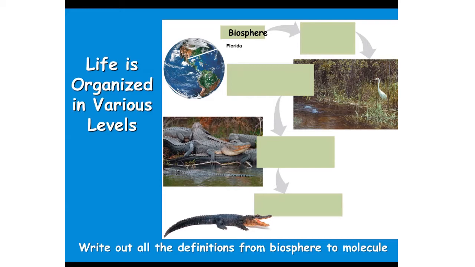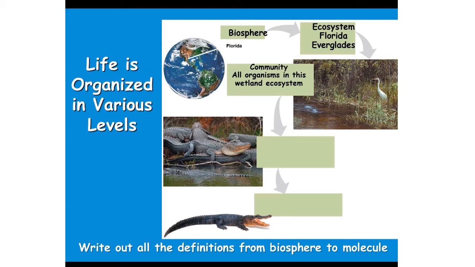Okay, so biosphere is the biggest one, right? And then from biosphere, you've got ecosystem. So an ecosystem is a particular type of environment with certain biotic and abiotic conditions. So living things are a certain way, and the non-living things like the temperature, the climate, things like that are a certain way. And so the example here, the biosphere would be Florida, the ecosystem would be the Florida Everglades.